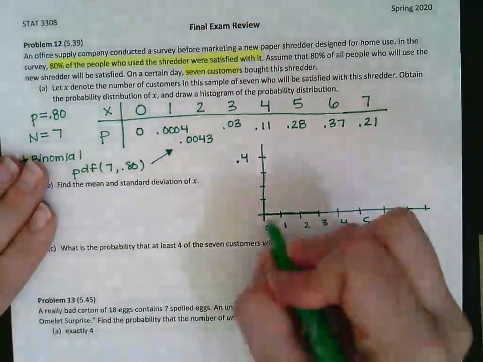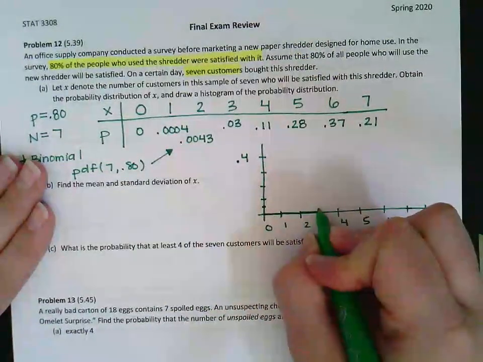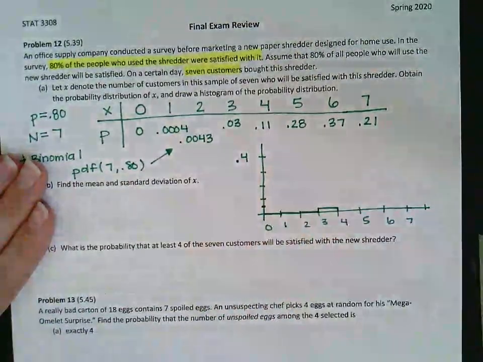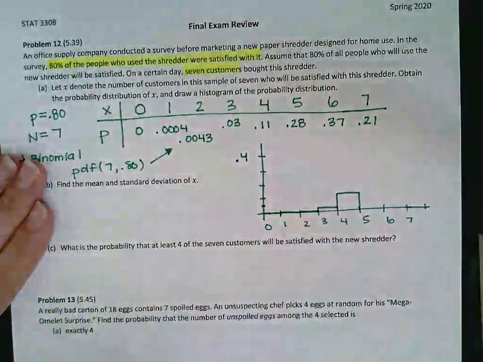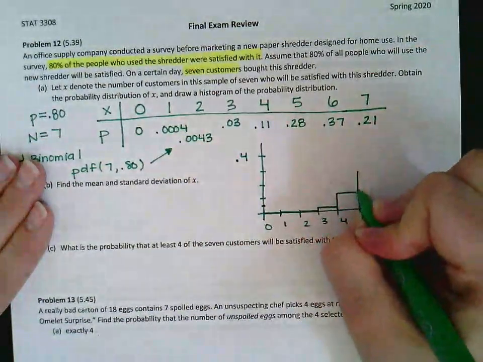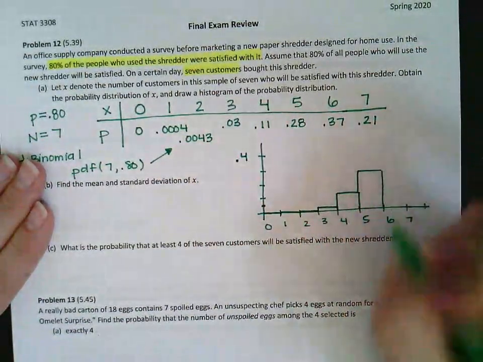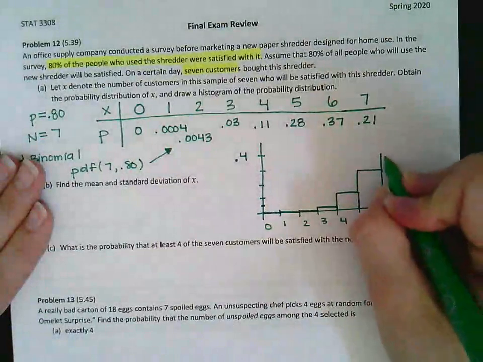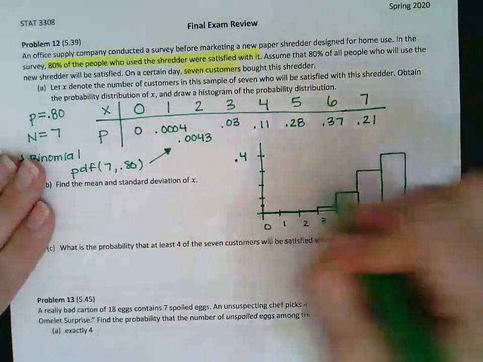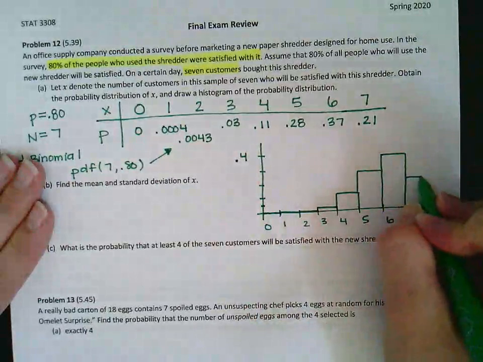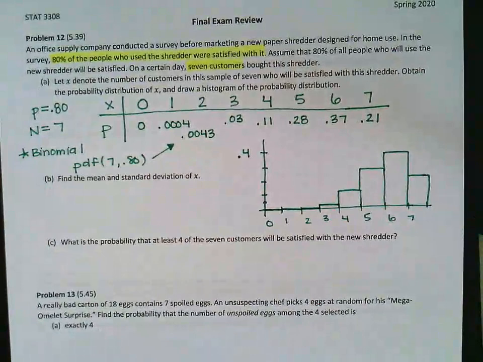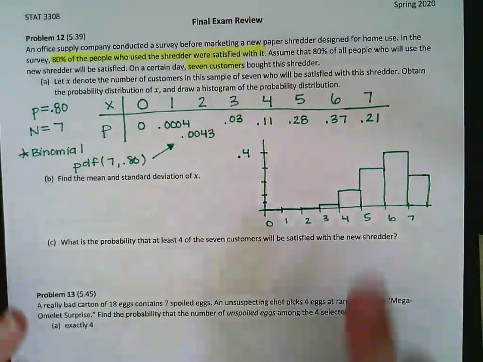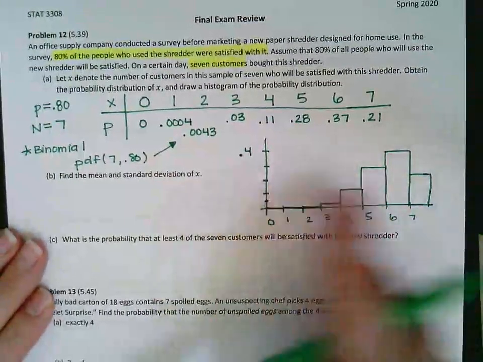Now 3 is 3%. So this would be 5%. I'm going to draw in my 3%. 4 would be 11%, so a little higher than that 10 marker. 5 is going to be 28%, so not quite to that marker. 6 is going to go almost all the way up to 0.4, and then I'm going to go back to 21% for my 7. Okay, and there's my beautiful histogram. Notice it does not look bell-shaped. Okay, it does not look unimodal and symmetric. Okay, unimodal, yes, but not symmetric. Look at the skew to the left right here.